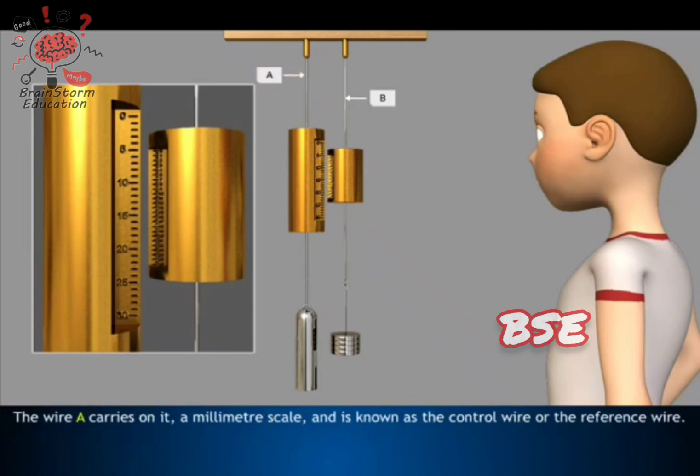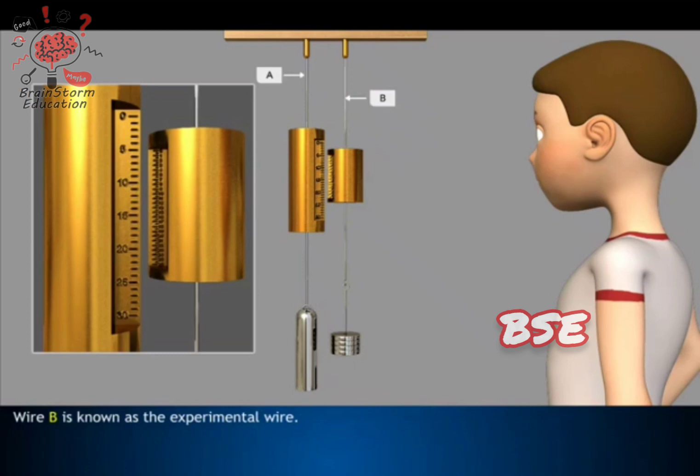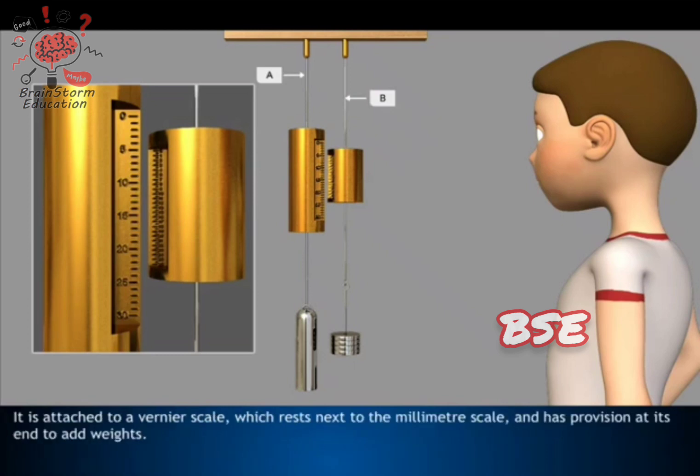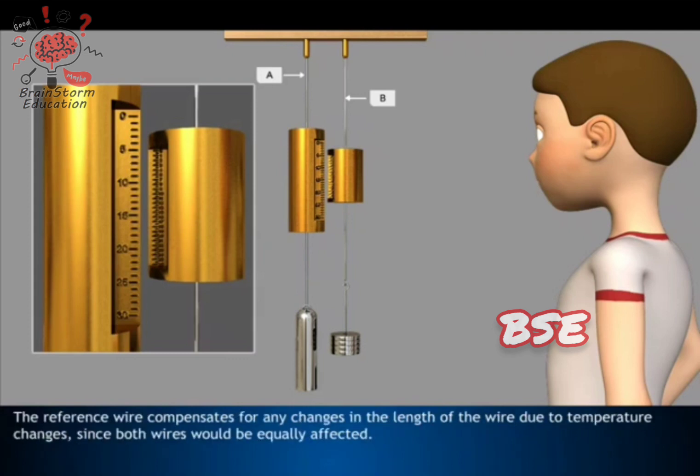The wire A carries on it a millimeter scale and is known as the control wire or the reference wire. It also carries at its end a known weight, which is used to keep the wire taut. Wire B is known as the experimental wire. It is attached to a vernier scale, which rests next to the millimeter scale, and has provision at its end to add weights. Adding weights to the experimental wire causes it to stretch under the downwards acting force of the weights. The reference wire compensates for any changes in the length of the wire due to temperature changes, since both wires would be equally affected.